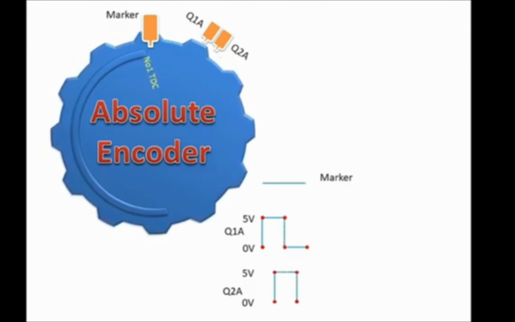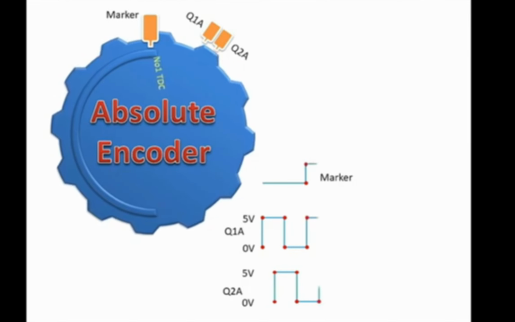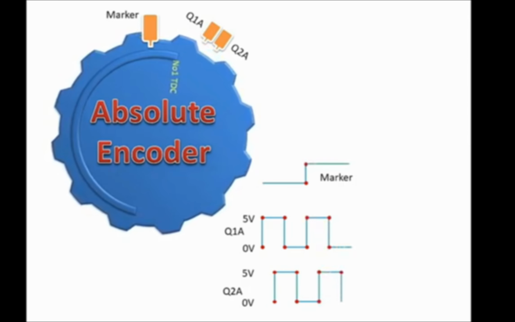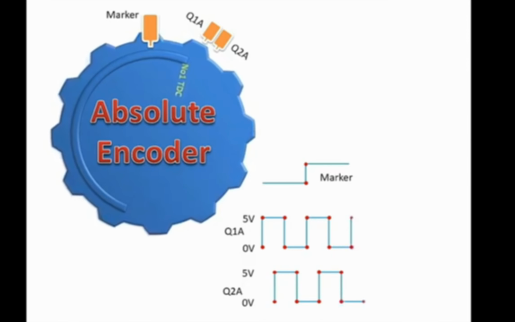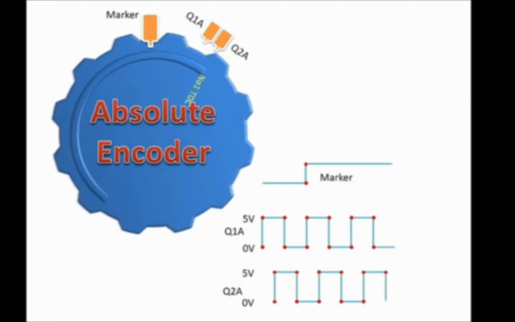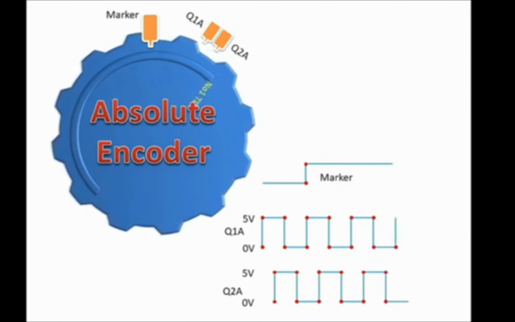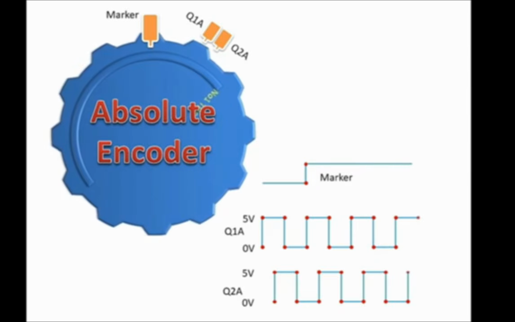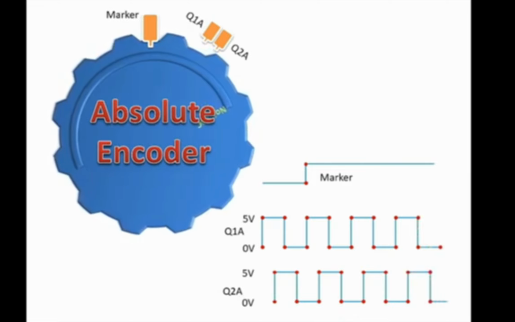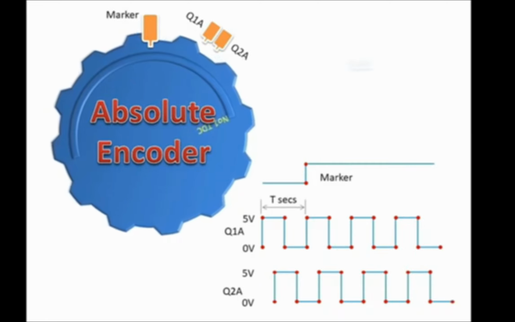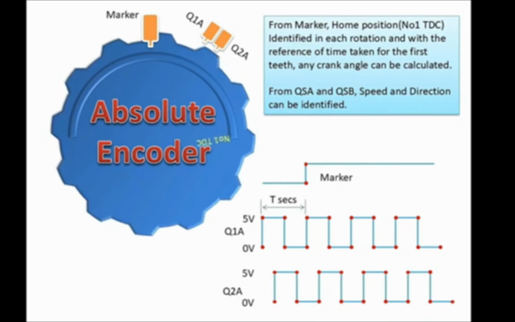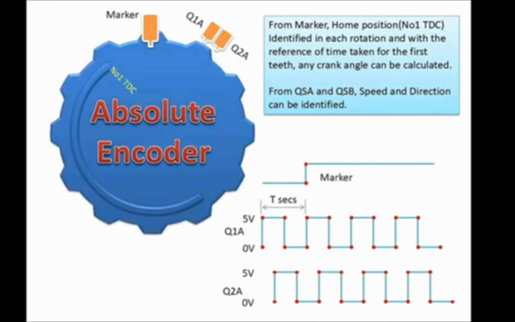And here the marker sensor is an additional sensor fitted with the marker ring, a circular ring on number 1 TDC. So whenever the marker ring crosses the marker sensor, it will give the starting point of the crank. From that we can get all the angles by the measurement as shown in the slide. From this we are achieving the crank angle position also.